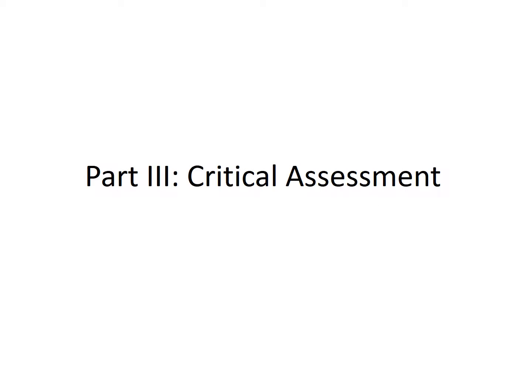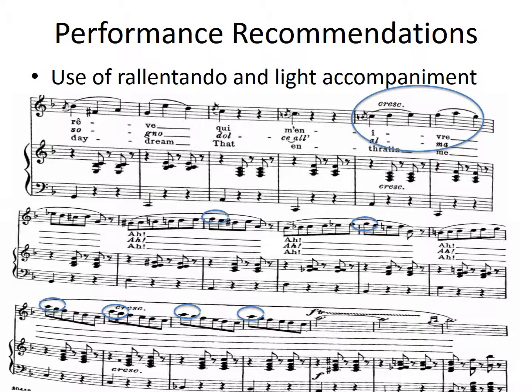In this final section, I will be talking about performance recommendations, followed by some of my likes and dislikes regarding this piece. I have two main performance recommendations for this piece. It is necessary to include rallentandos, especially in the repetitive A sections. This makes the piece more interesting while highlighting some of the soprano's money notes, such as the A5 shown in the circled section below.